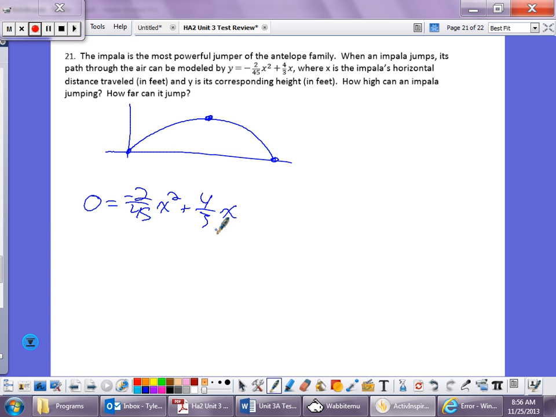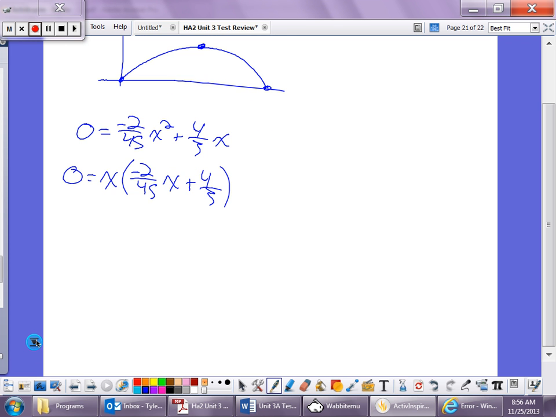All right, you can subtract 4/3 x and solve that way, but I think it's easier to factor out an x, right? Both of these have an x in them. So you can factor out an x. Negative 2/45 x plus 4/3. And now we have two multiples being set equal to 0, so we can set each of them separately equal to 0. So you would get x equals 0, and then you'd get 0 equals negative 2/45 x plus 4/3, and then you would solve.